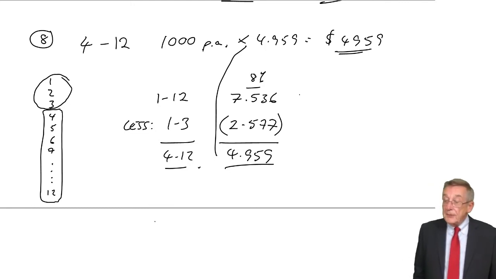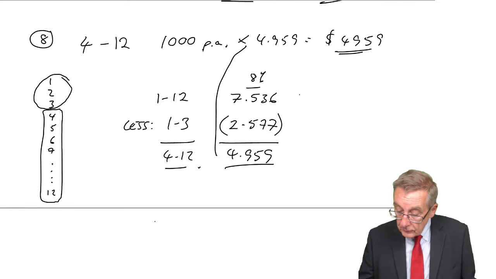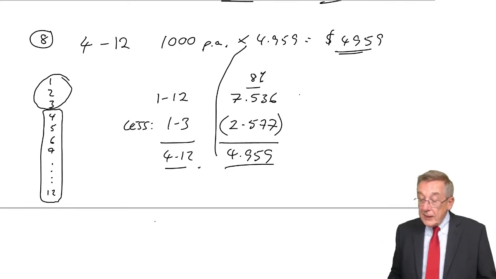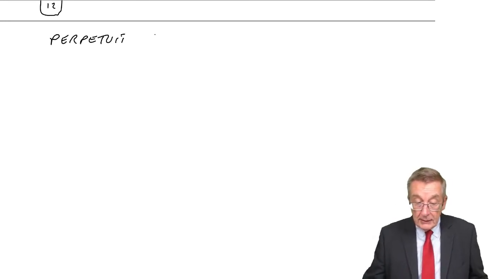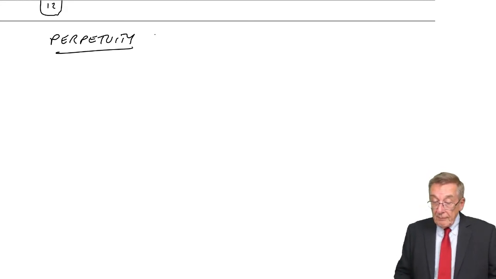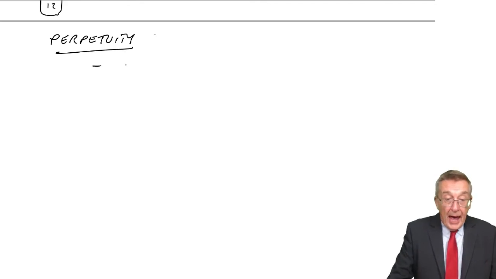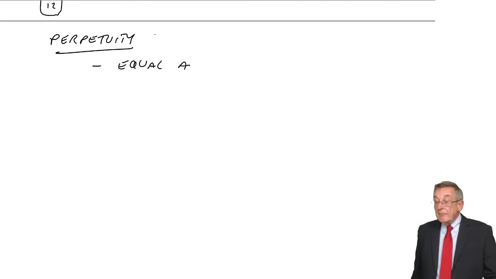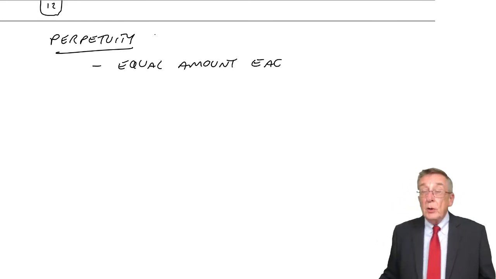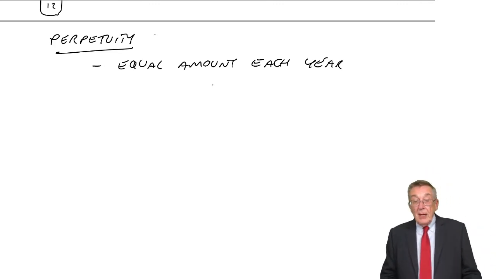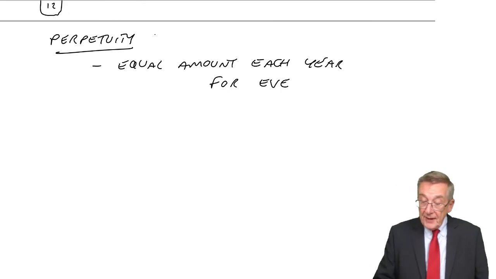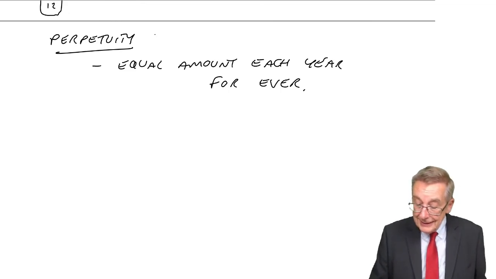So there are annuities. Finally, though, what you might call the ultimate annuity, perpetuity. Now, what a perpetuity is, it's like an annuity. It's an equal amount each year, but instead of being for 5 years, for 10 years, for 15 years, it's an equal amount each year forever. Now, of course, nothing lasts forever, but for so long as it might as well be forever.